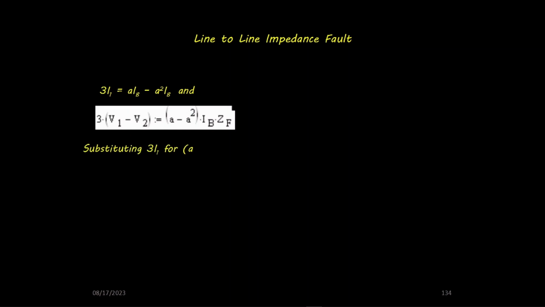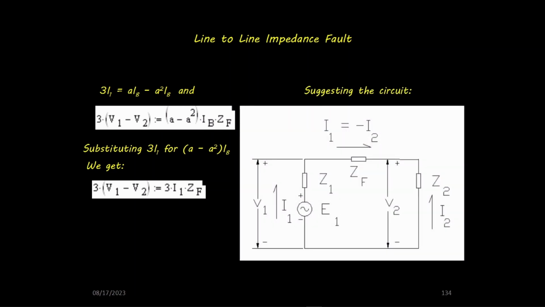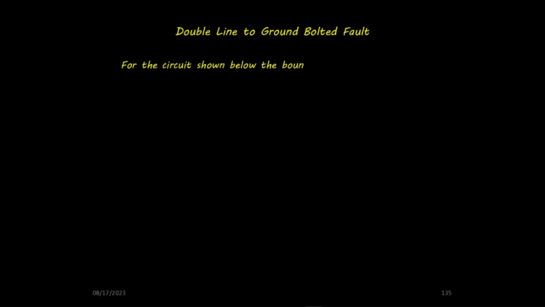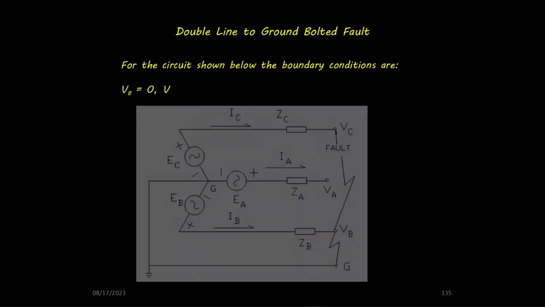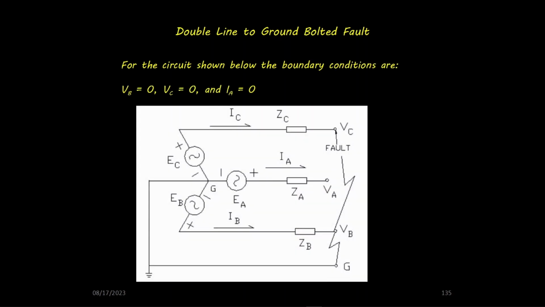Substituting the 3I1 from the equation, 3I1 equal to A times IB minus A squared times IB, into the equation for V1 minus V2, we get V1 minus V2 is equal to I1 times ZF. This suggests the circuit shown. For the double line to ground fault, the boundary conditions are VB equals 0, VC equals 0 and IA equals 0.